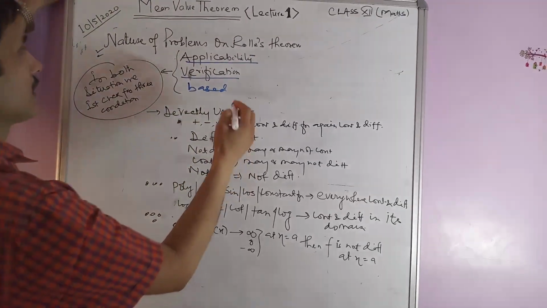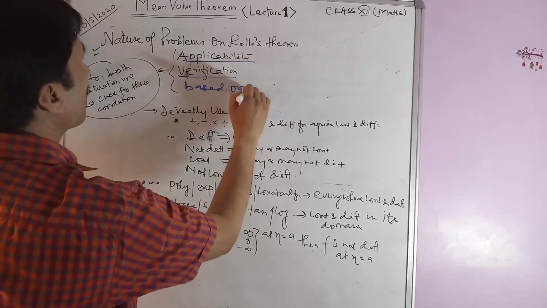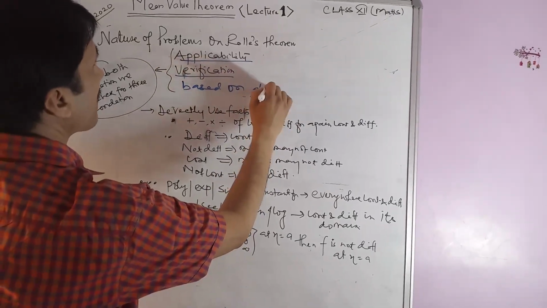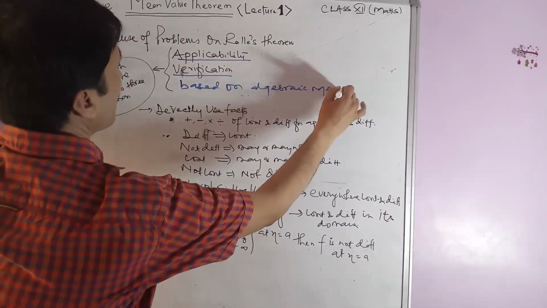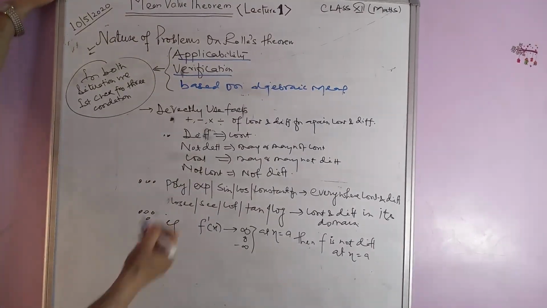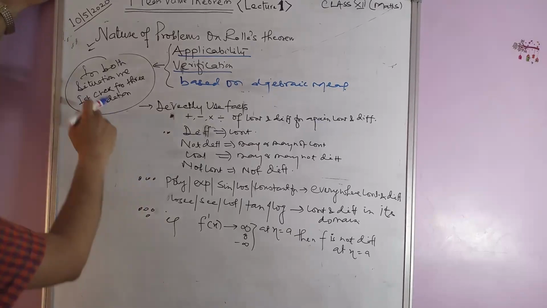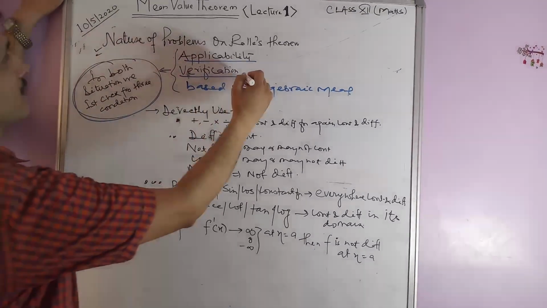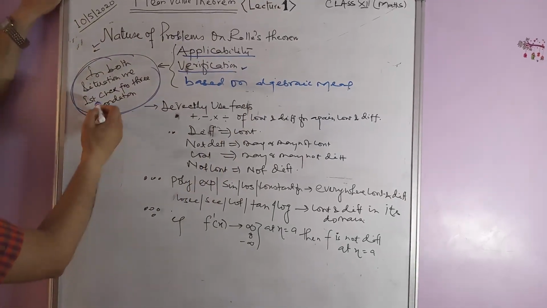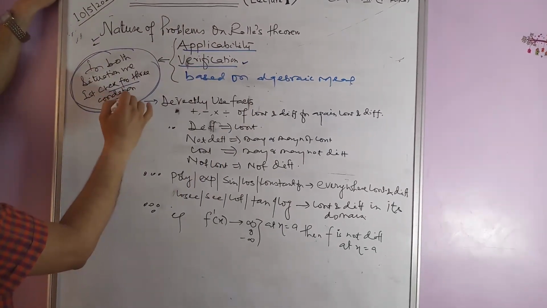Third may be taken as based on algebraic meaning. In both situations, applicability or verification, we first check the three conditions of Rolle's theorem.